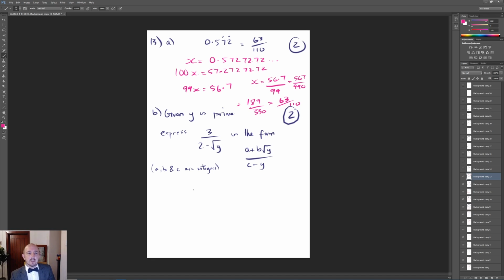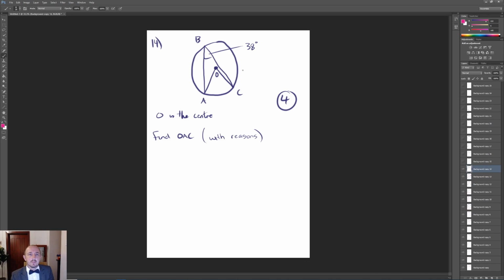And then we had to rationalize the denominator here, so we've got 3 over 2 minus root y multiplied by 2 plus root y, and that will give us the first mark, and then we would multiply the top 2 together, so we get 6 plus 3 root y over difference of 2 squares, 4 minus y. So A is 6, B is 3, and C is 4.